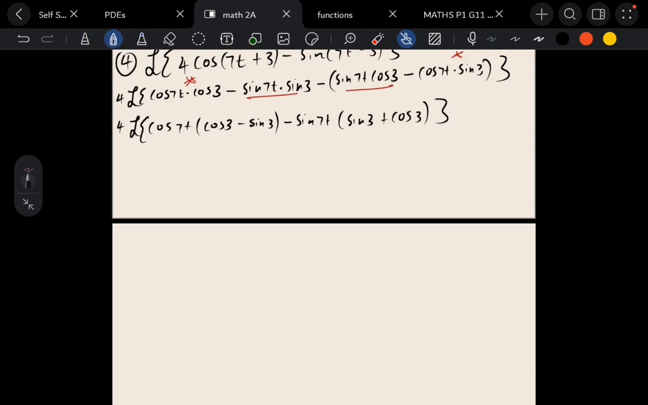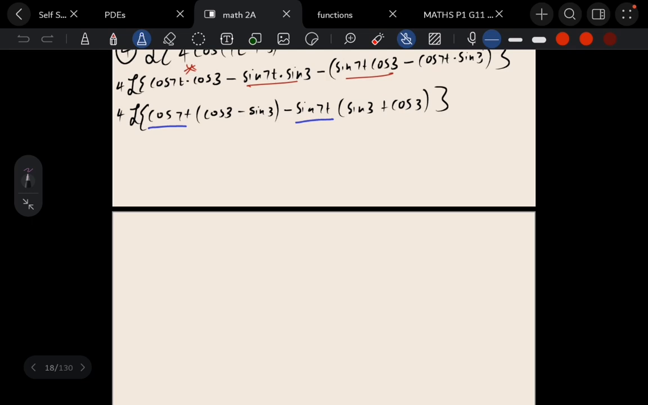Now you are focusing on a function that has a variable of t. Anything that does not have a variable of t, you are taking as a constant. Do you understand that? Anything that has a variable of t, take the Laplace transform. But something that does not have a variable of t, do not take the Laplace transform.